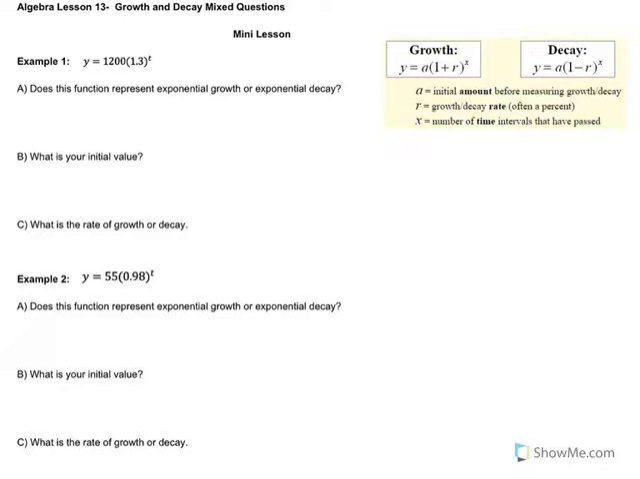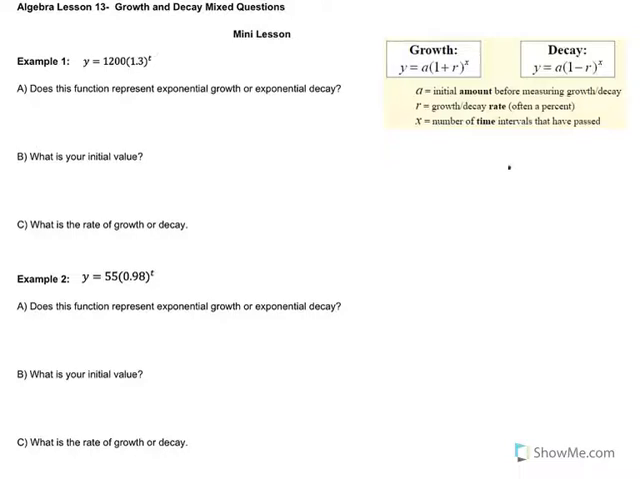So we have an example here where they're giving us an equation, an exponential equation, y equals 1200 parentheses 1.3 to the t, and they're asking us a couple of questions about it. The first question says, does this function represent exponential growth or exponential decay?